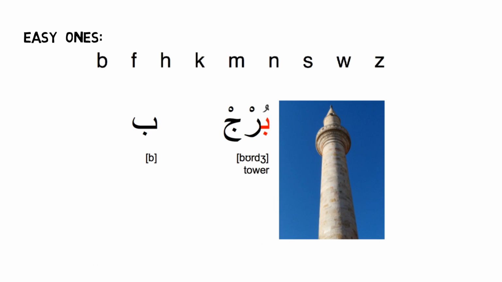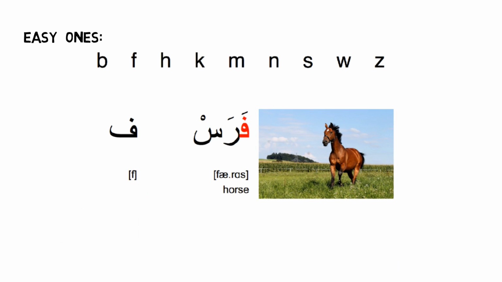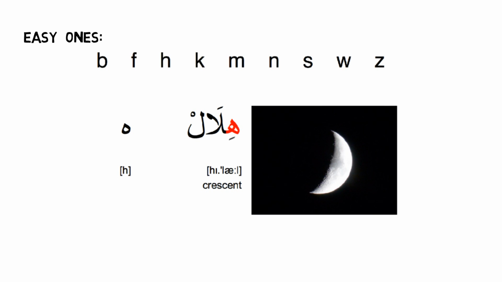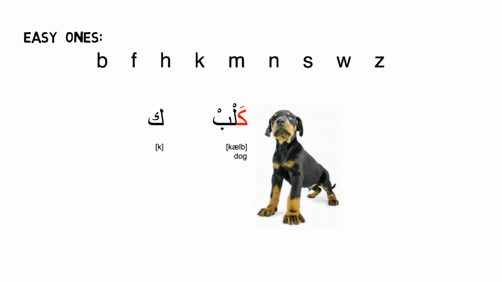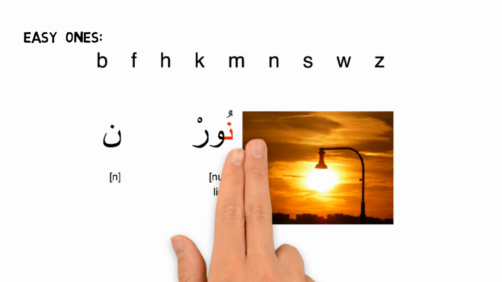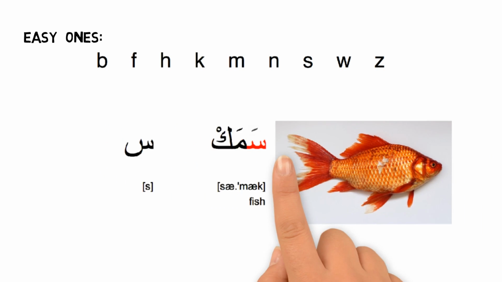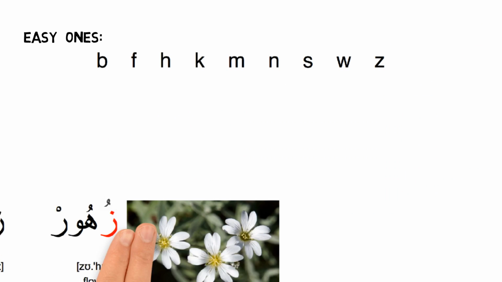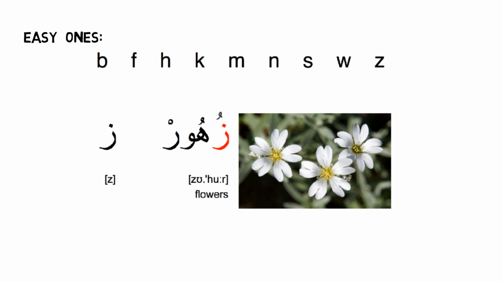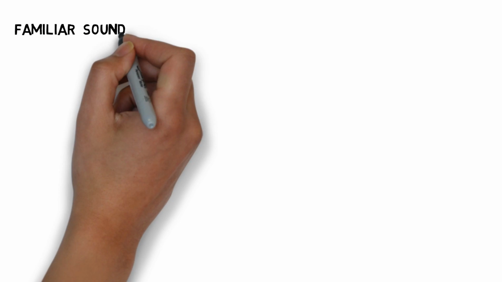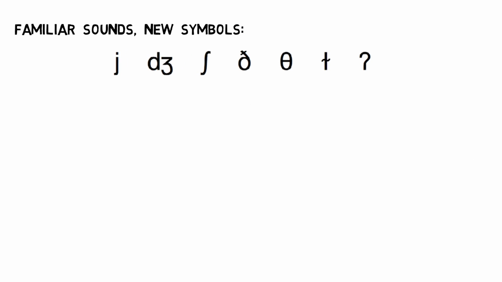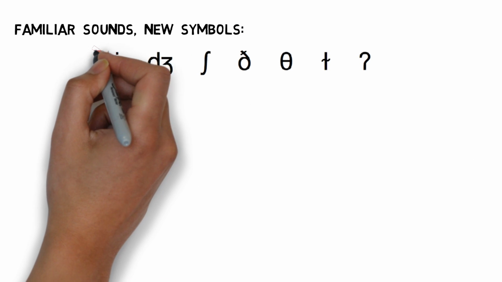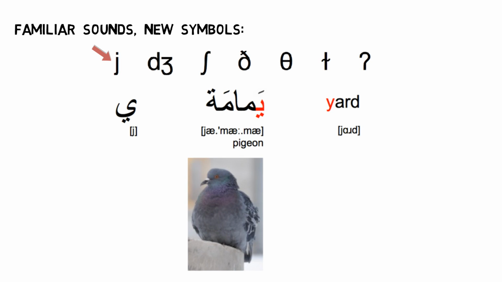So there's B as in Burj, F as in Faras, H as in Hilal, K as in Kalb, M as in Madrasah, N as in Noor, S as in Samak, W as in Walad, and Z as in Zuhur. Now, there are 7 consonants that will sound familiar, although they have new IPA symbols. This symbol, which looks like a lowercase j, is Arabic's y as in yamama, or English's yard.